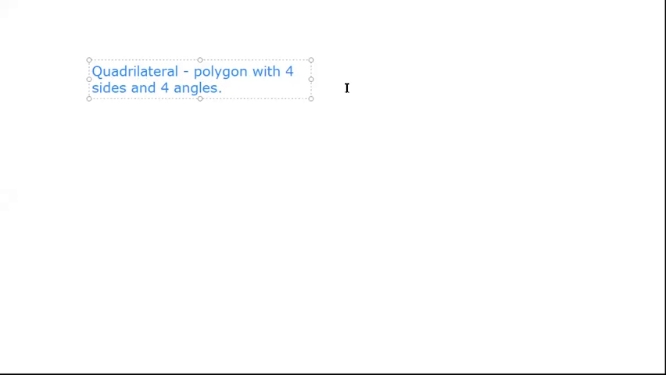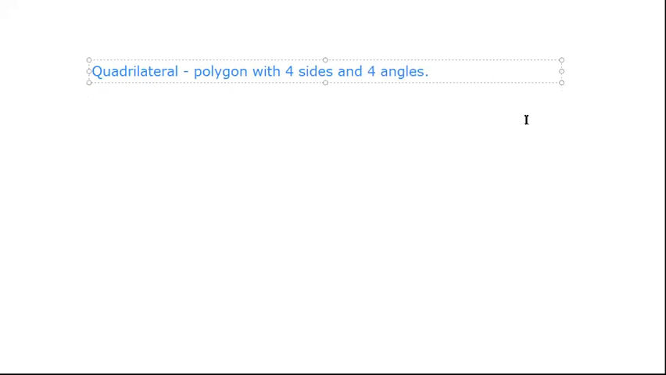So in geometry, we have lots of shapes that are classified by their properties with 4 sides and 4 angles. The first most common one, I think, is a square. So a square looks like this, and there are some special characteristics to a square.